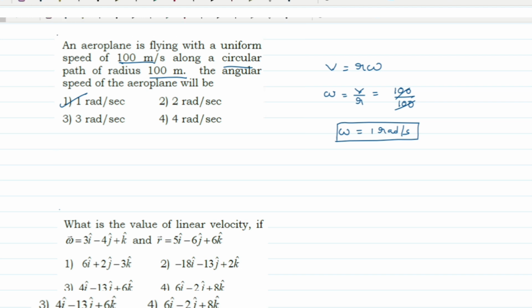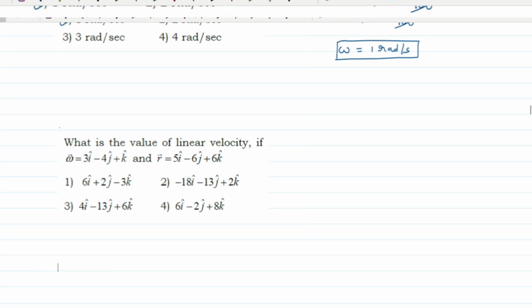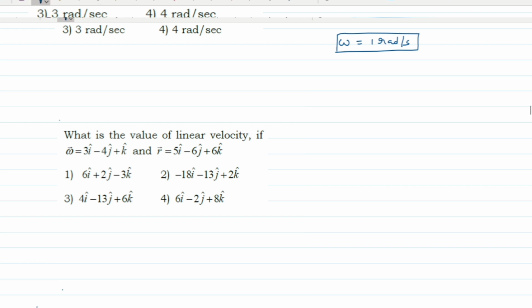Let us see the next question. The next question says, what is the value of linear velocity if omega bar and r bar values are given? So for the cross product of linear velocity and angular velocity, V equals omega bar cross R bar, students. So don't take it as R bar cross omega bar, because here the sign is going to change.